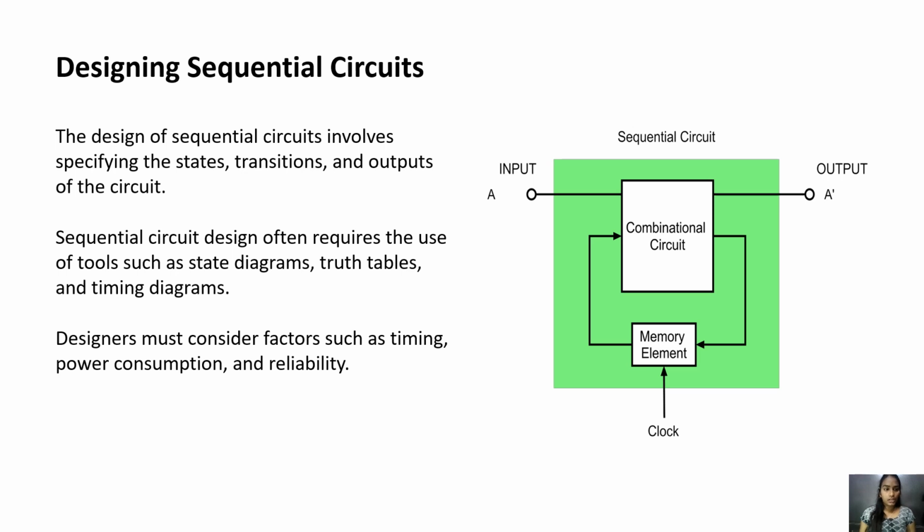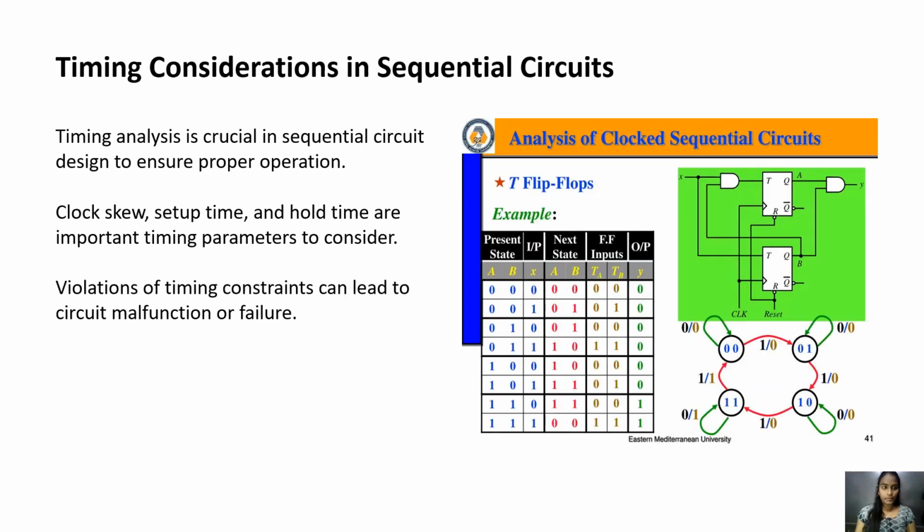Designing sequential circuits. The design of sequential circuits involves specifying the states, transitions, and outputs of the circuit. Sequential circuit design often requires the use of tools such as state diagrams, truth tables, and timing diagrams. Designers must consider factors such as timing, power consumption, and reliability.